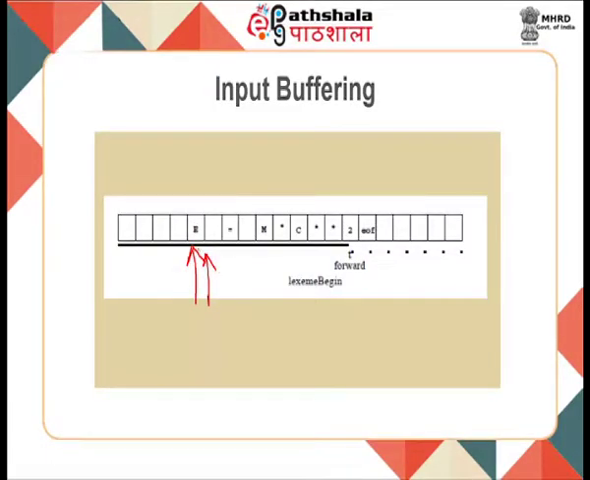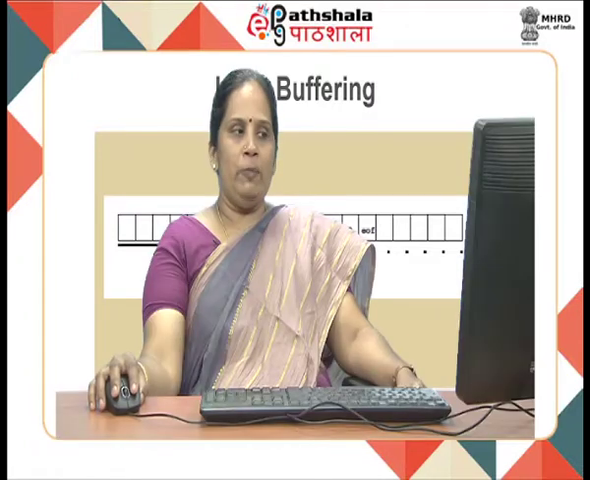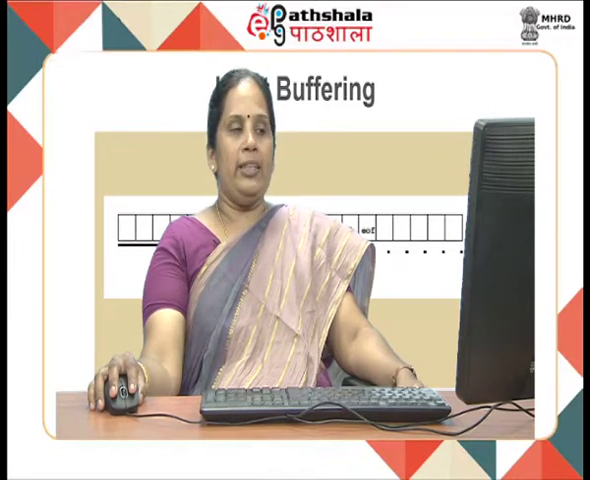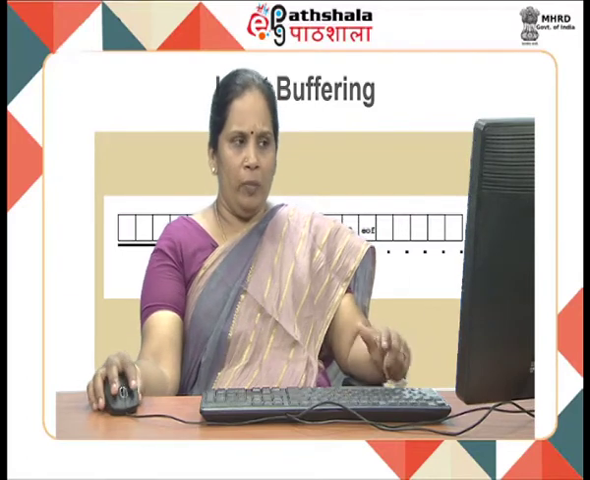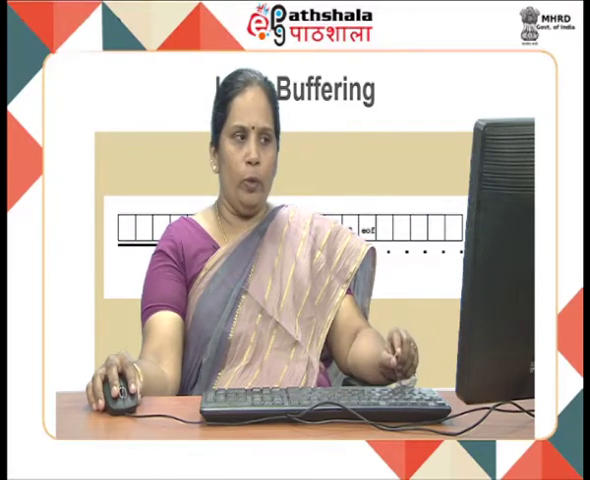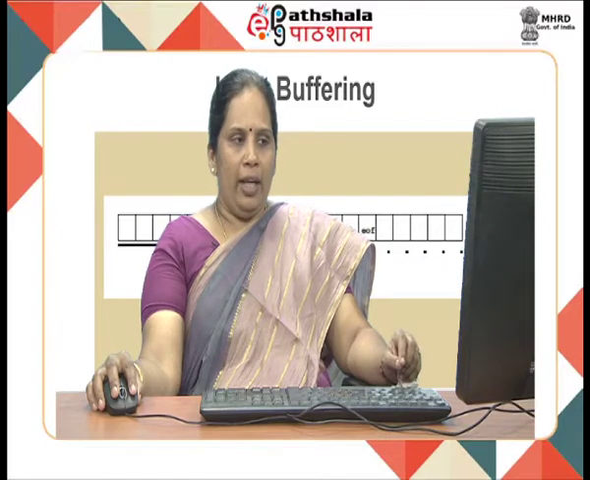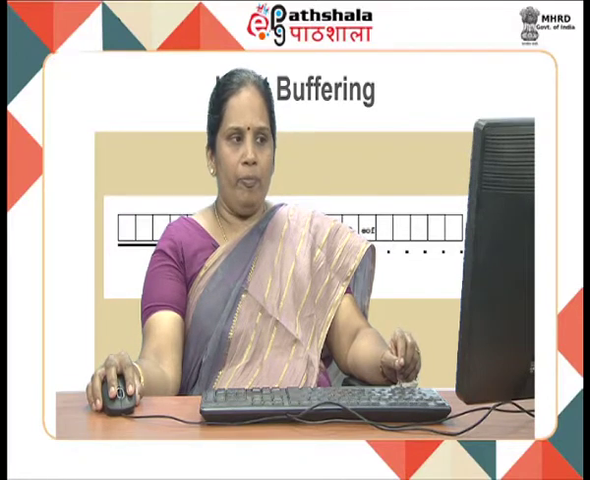So I have an E, it keeps on moving, I find an equal to. It knows that equal to is not going to be part of an identifier, so it stops here, and the distance between the forward pointer and the beginning pointer will basically correspond to the identifier E. If you remember, again here is equal to. After that I will have M, then only star, then only C.